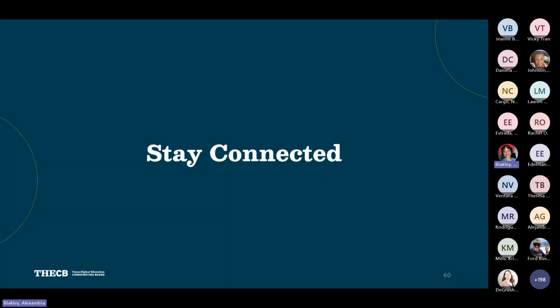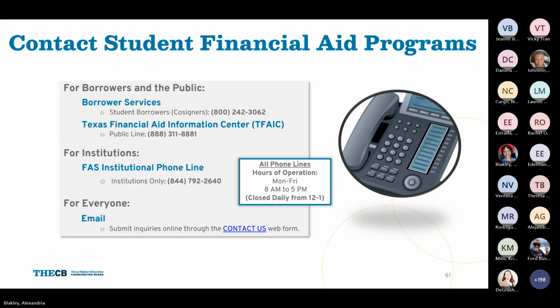Here are some ways you can contact us if need be. Should you need to reach us by phone, we have several numbers that can be used based on the needs of the person calling. Our borrower services line assists our current borrowers and co-signers with payments, postponements, and other inquiries about their account. Our Texas Financial Aid Information Center line, or what we affectionately call the TFAC line, is available and open to the public so that they have a way to ask general financial aid questions.